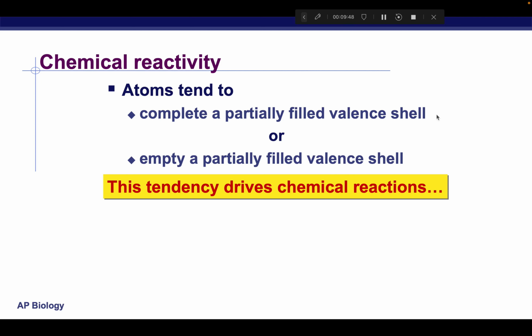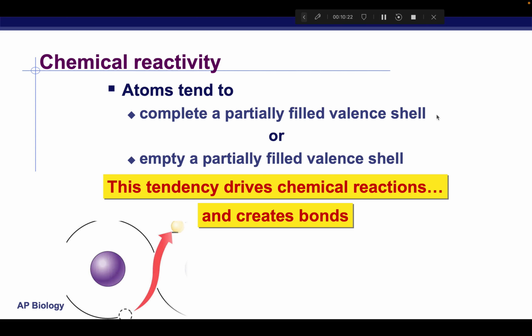So elements that have 5, 6, or 7 valence electrons tend to gain them through chemical reactions to get to 8 and be energetically stable. Elements that have 1, 2, or 3 valence electrons tend to lose them to have a full valence shell and be chemically stable. And this tendency is what makes chemical reactions possible. That's why bonds are created, so that elements can gain their preferred number of valence electrons and be energetically stable.